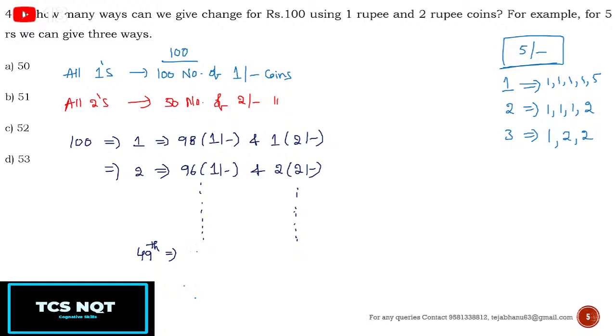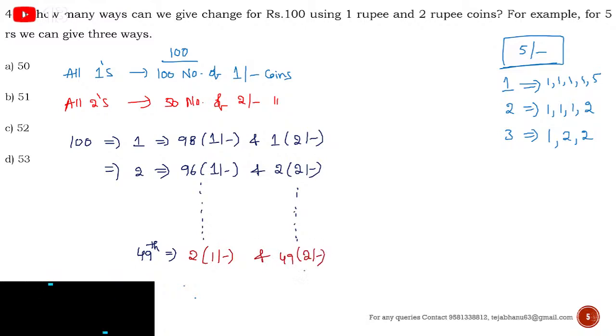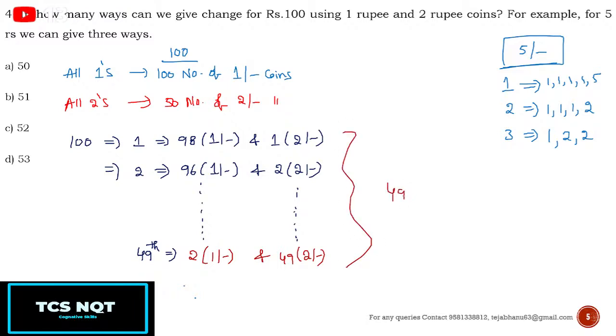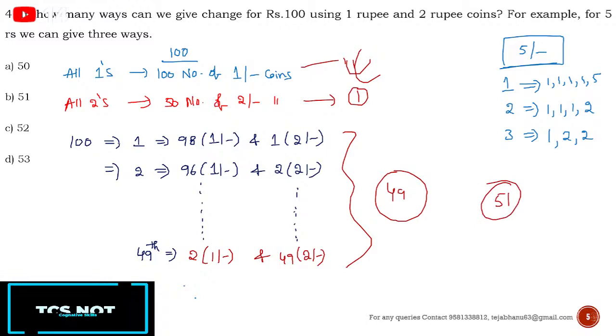And so on, we'll get 2 one rupee coins and 49 two rupee coins. Total, there are 49 cases. This is one case and this is one case. Generally, we can do like this. Total 51 cases. So option B is the right answer.